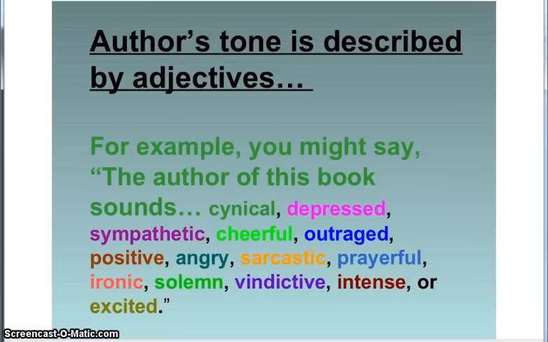Author's tone is described by adjectives. For example, you might say, the author of this book sounds cynical, or depressed, sympathetic, cheerful, outraged, positive, angry, sarcastic, prayerful, ironic, solemn, vindictive, intense, or excited. Those are just some examples of tones that authors use in their writing.